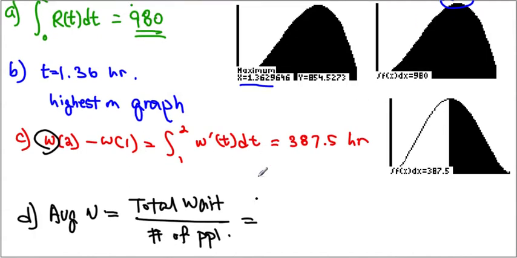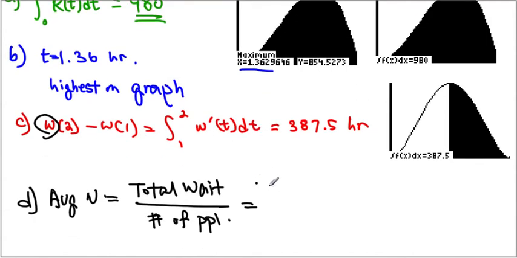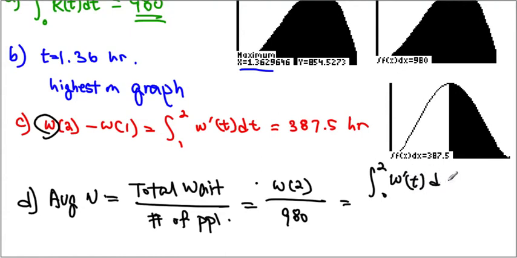In other words, we just have to go for W2 over 980. But W2 in fact can be calculated this way: the integral from 0 through 2 of W prime of t dt. The reason we can calculate it this way is because when t was equal to 0, before anything began, nobody had waited any time. So we are assuming that W0 is equal to 0. Nobody waited at the beginning, of course.